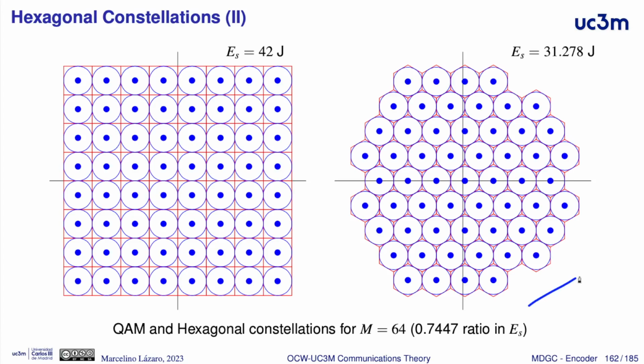For instance, we can see that this hexagonal configuration for the same minimum distance is much more compact than a rectangular configuration, and therefore the mean energy per symbol is much lower than the mean energy per symbol that we have with the rectangular arrangement.